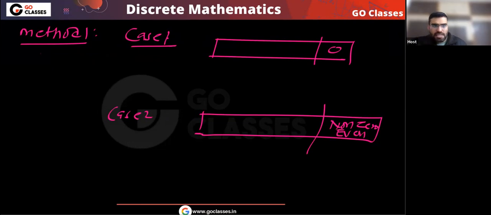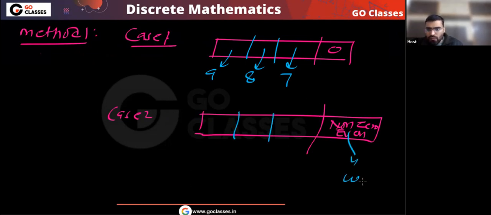Okay, so in this case, what will be the answer? Tell me. If you have 0 here, then what is the answer? Because you have 0, so you have 9 ways here, and here you have 8 ways, and here you have 7 ways. Because you have non-zero even, so there are total 4 ways, and now 0 is not here.